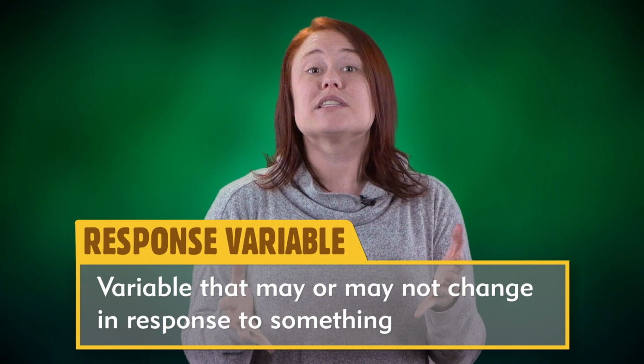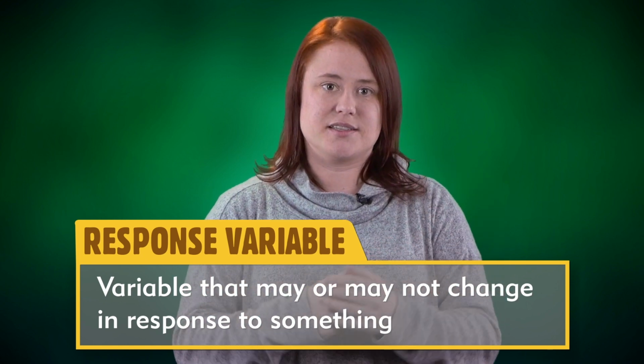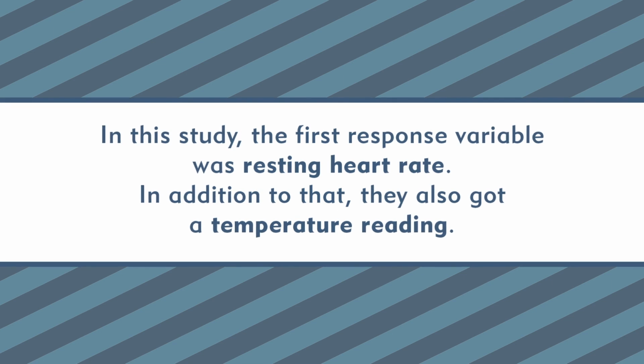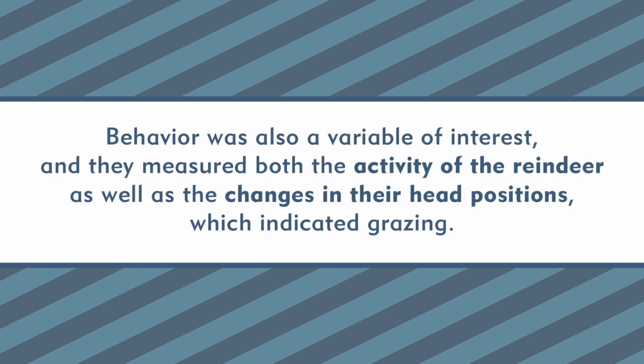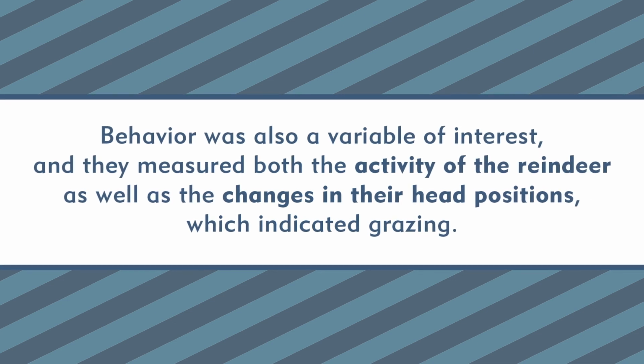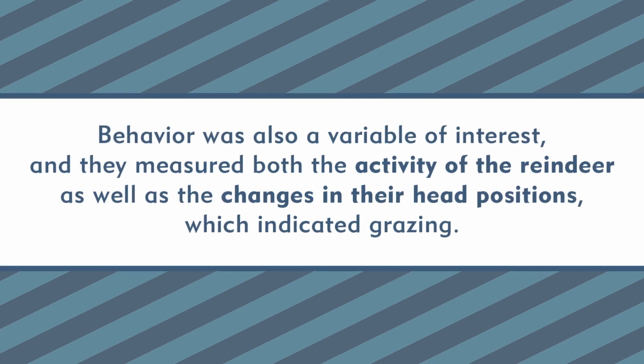The team measured 4 main response variables. These are variables that may or may not change in response to something. In this study, the first response variable was resting heart rate. In addition to that, they also got a temperature reading. Behavior was also a variable of interest, and they measured both the activity of the reindeer as well as the changes in their head positions, which indicated grazing. So these were the response variables the team measured.